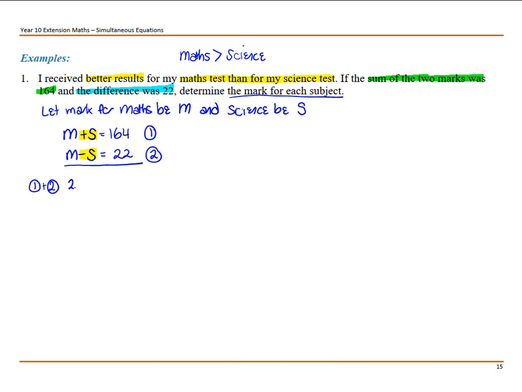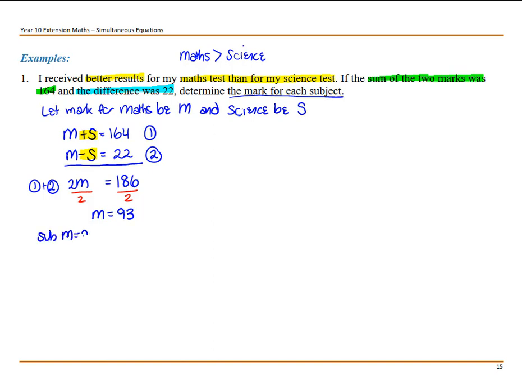M plus M is 2M. Our S's go, 164 plus 22 is 186. Now note, I could have subtracted my equations and I would have got rid of the M's. So it doesn't matter which way you go. Divide both sides by 2, so M is 93.